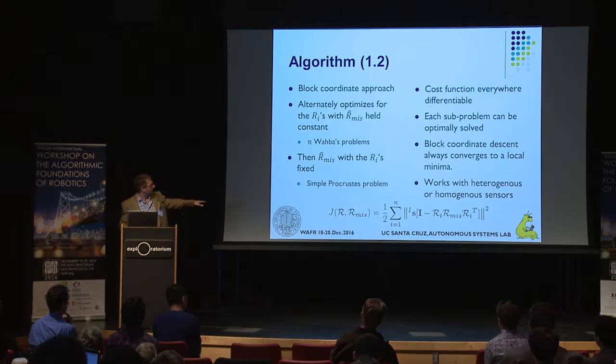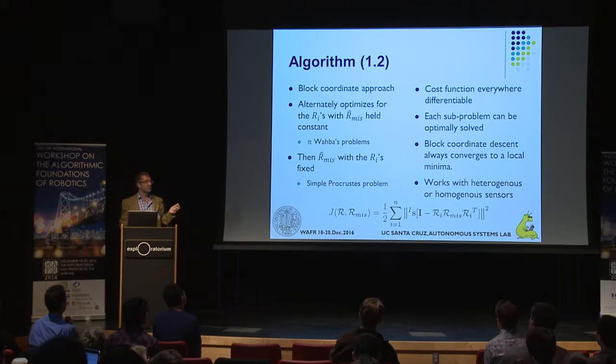And that's a simple Procrustes problem. And so we come up with this sort of joint cost function for both of them together. It's everywhere differentiable. Each subproblem can be optimally solved. And so this is essentially a block coordinate descent, and it always converges to a local minimum.